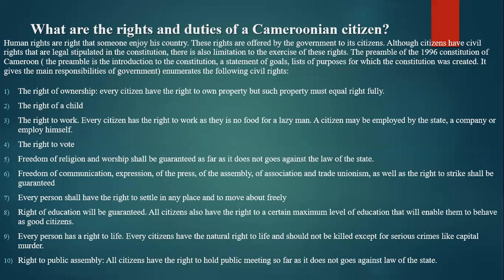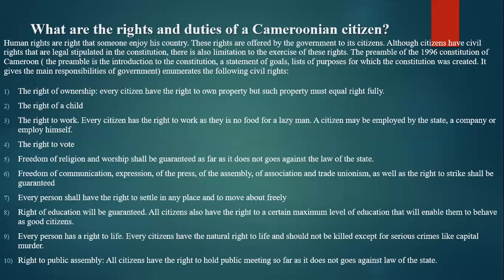You have freedom of communication, expression, of the press, of assembly, of association and trade unions, as well as the right to strike shall be guaranteed. Every person shall have the right to settle in any place and to move about freely. You have right of education guaranteed. All citizens have the right to a certain maximum level of education that will enable them to behave as good citizens. Every person has a right to life.